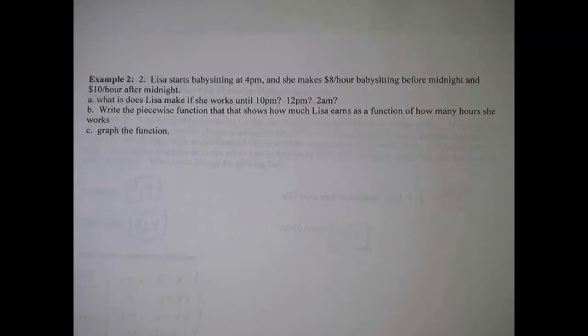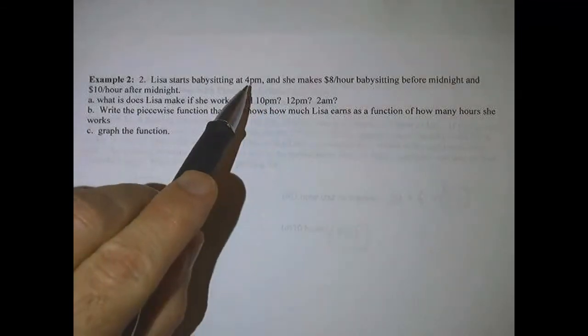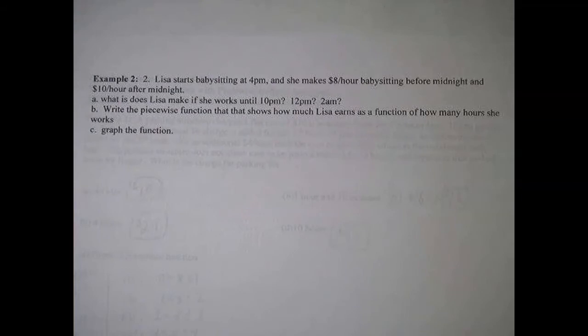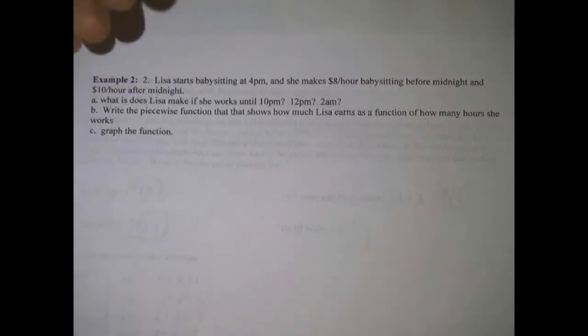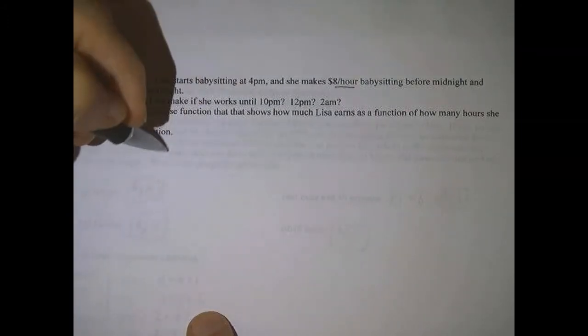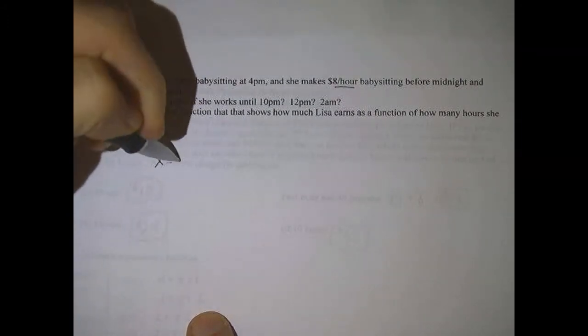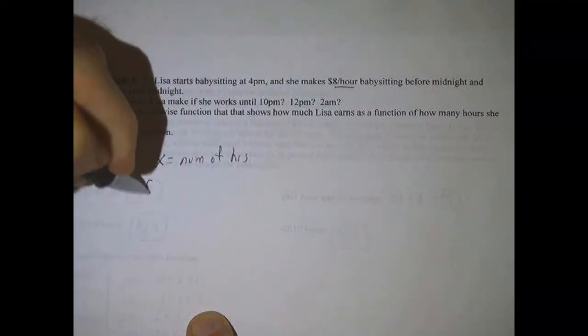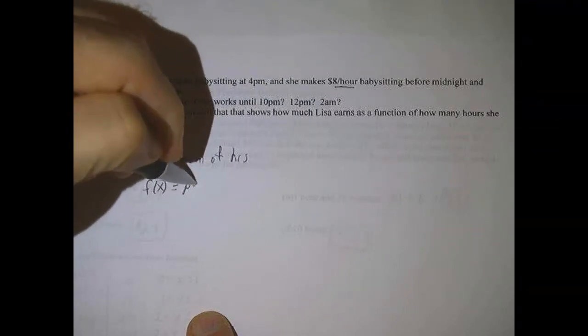So how many hours can she work between 4 p.m. and midnight? 8 hours, right? So for those first 8 hours, she's going to make $8 an hour. So if we let x equal the number of hours and f of x equal her pay.